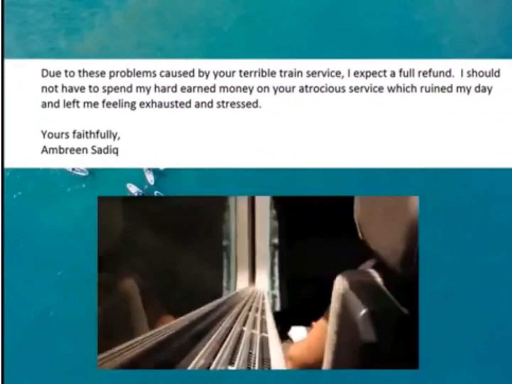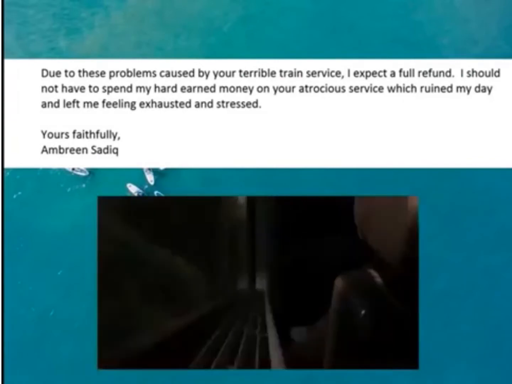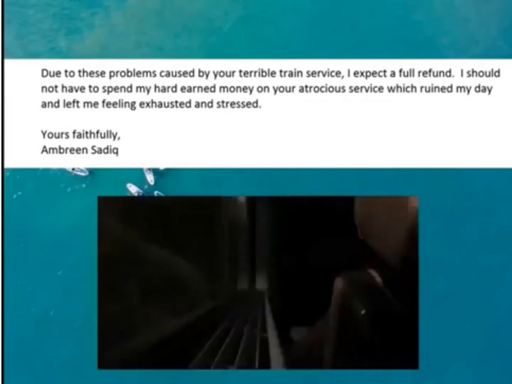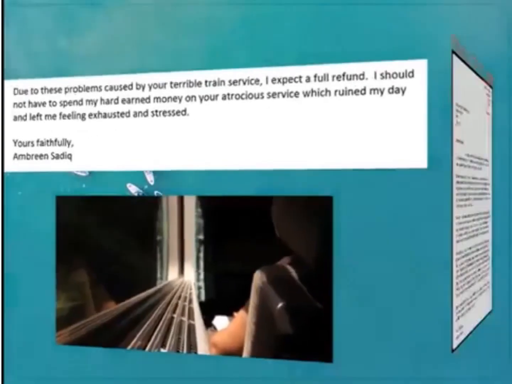Due to these problems caused by your terrible train service, I expect a full refund. I should not have to spend my hard-earned money on your atrocious service, which ruined my day and left me feeling exhausted and tired. Yours faithfully, Ambreen Sadiq.